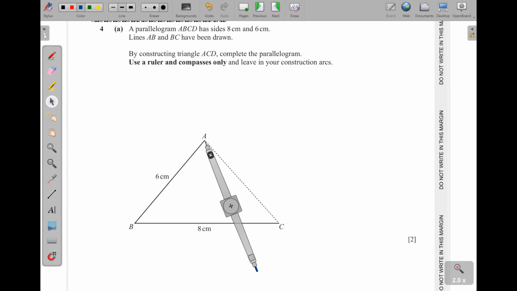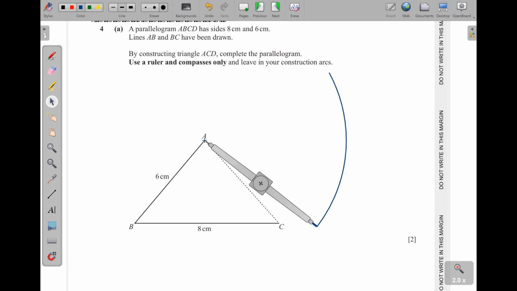Just there. Then I rotate this compass here, and I can draw an arc like that. Now I'm supposed to change to 6 centimeters, so I go to 6, that is 6.0. Then I get this compass and put it here on C, then I draw another arc there.